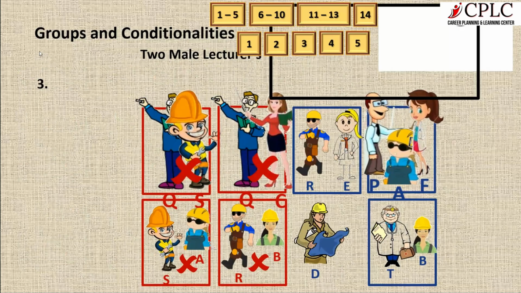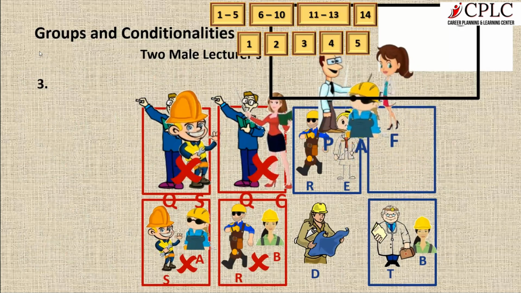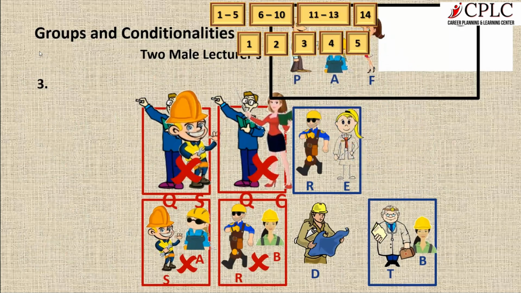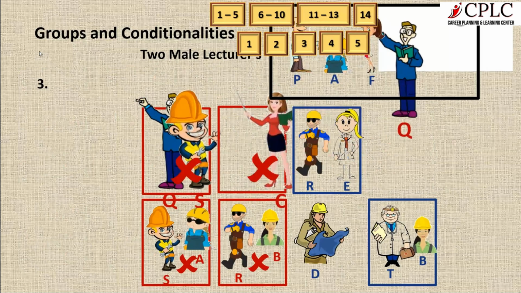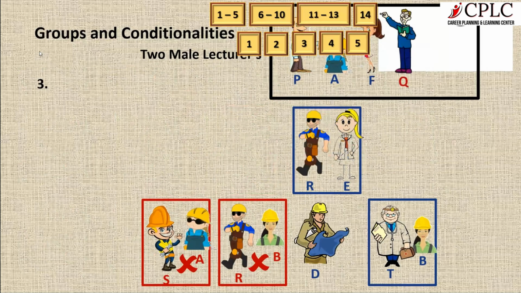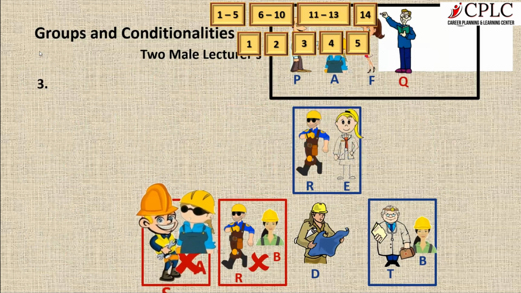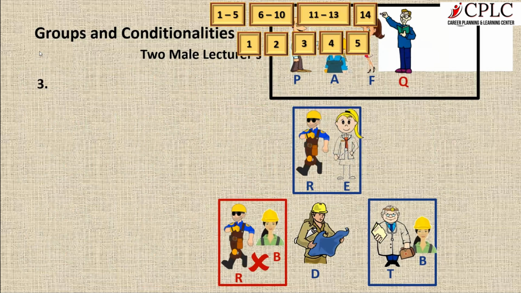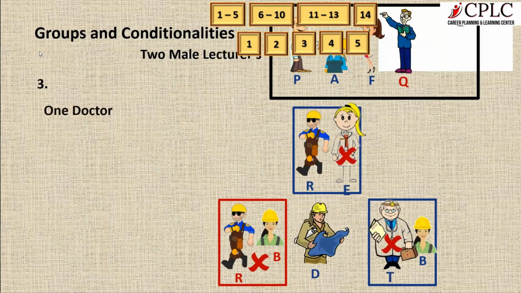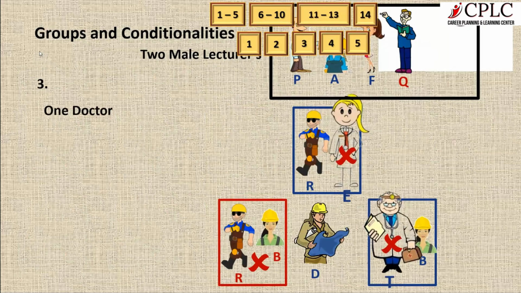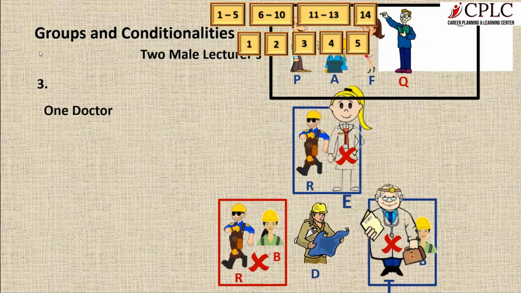P goes with A and F. That means if P is selected, A and F will also be selected. If Q is selected, S and C cannot be selected. Now, S is not going with A, so we'll eliminate the possibility. We want one doctor, and one doctor is already selected, that is F, so we'll eliminate these possibilities.